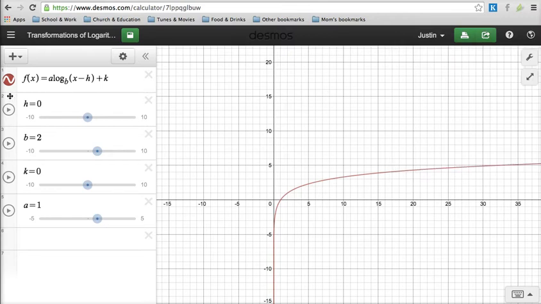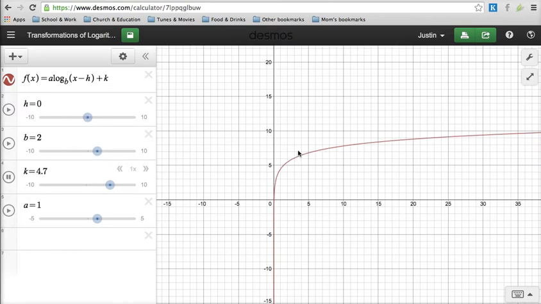Great, so now let's get started. The first thing that we'll look at is the most basic. It says blah, blah, blah, blah, plus k. Well, we know from all of our transformations that k is going to move it up and it's going to move it down. So let's just watch that happen.